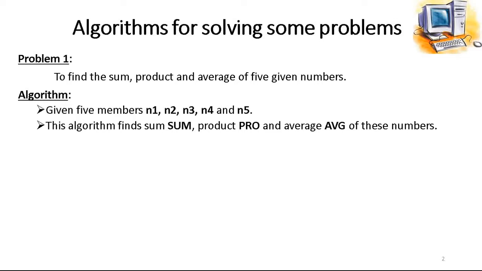Second, we have to calculate the sum, product and average. So we are declaring some variables for sum, product and average. This algorithm finds sum and the variable will be capital SUM. For product we are using the variable PRO in capital, and for average we will be using the variable AVG in capital, which will have the average of these numbers.